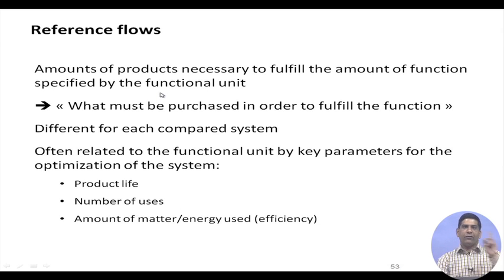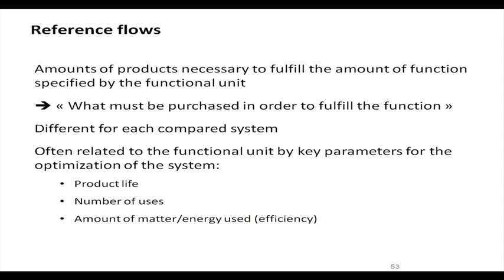Going back to that light bulb problem, our functional unit was 700 lumens of light for 10,000 hours. And for that, we needed a reference flow of 10 bulbs of incandescent, 1 bulb of CFL. So that's the reference flow. We have to try to understand that. If you have not watched that video carefully, go back and watch it again.